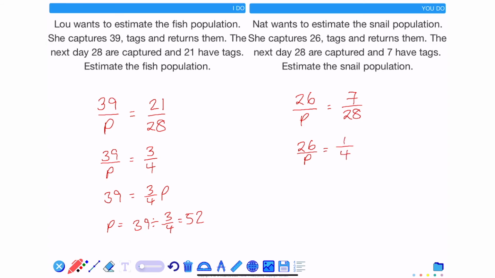Rearranging to find P, 26 is equal to 1/4 of P, and multiplying both sides by 4, or dividing 26 by 1/4, P will equal 26 divided by 1/4, which is 104. 104 would be an estimate of the snail population size.